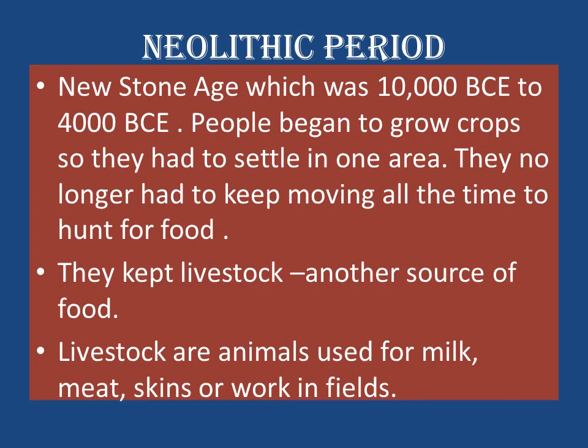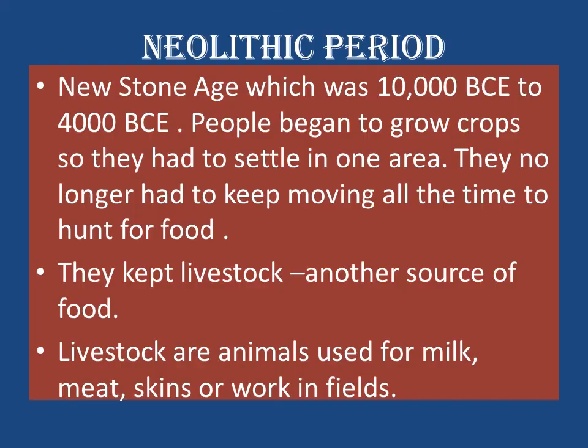Now, here we come to the Neolithic period, children. As the name suggests, Neo means new. So, we are talking about the New Stone Age, which was from 10,000 BCE to 4,000 BCE. That means 10,000 years before the birth of Christ till 4,000 BCE. People began to grow crops so that they can have a settled life. They were no longer moving now all the time. They used to hunt for food earlier, but now they had a settled life because they started with the agriculture process.